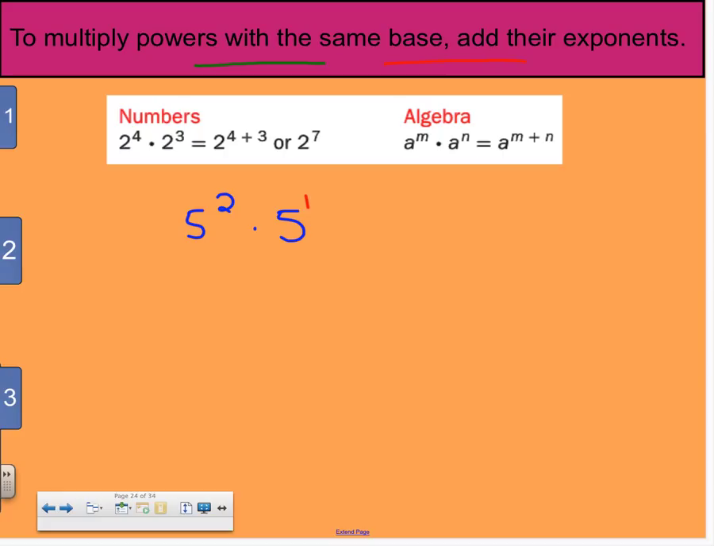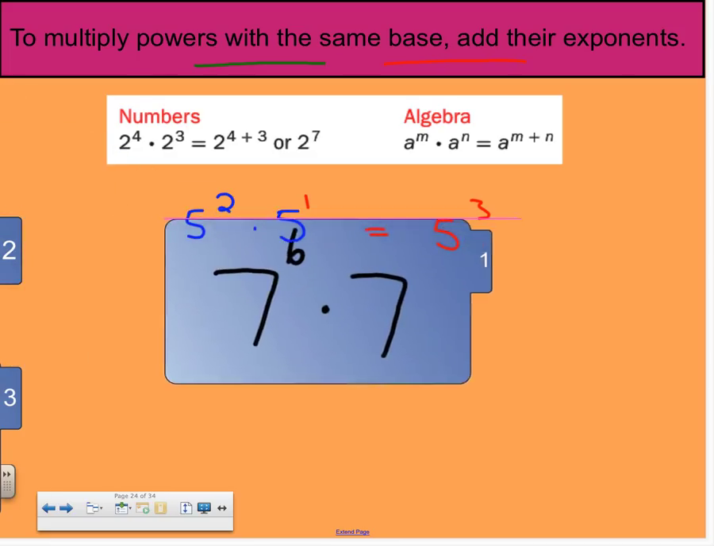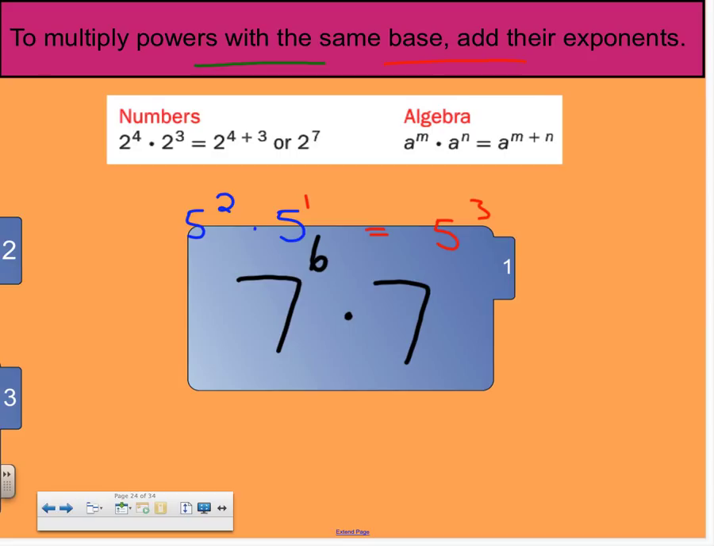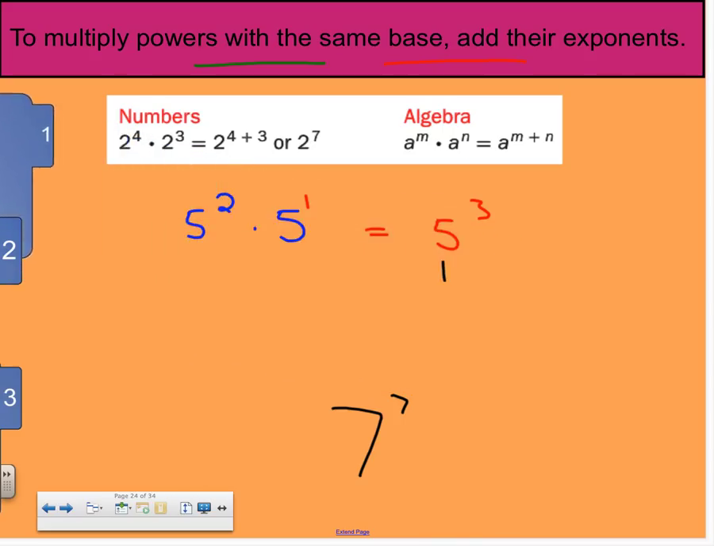Then I can do 5 to the 2nd times 5 to the 1st, so I keep the base the same, and then I add the exponents, 2 plus 1, and that equals 3. Let's do one more example like that. I have 7 to the 6th power times 7. We need to remember that 7 by itself is actually 7 to the 1st power. So I'm going to have 7, and the power is going to be the 6 plus the 1, so 7 to the 7th power. That is the most basic way to multiply powers with the same base.